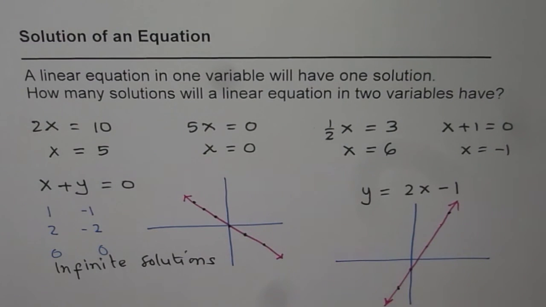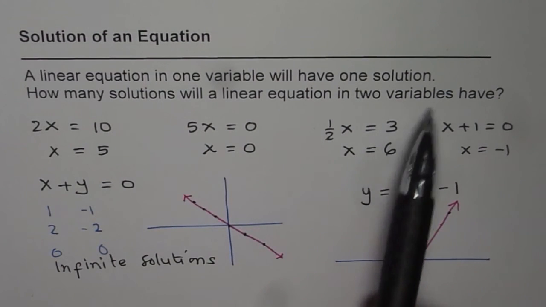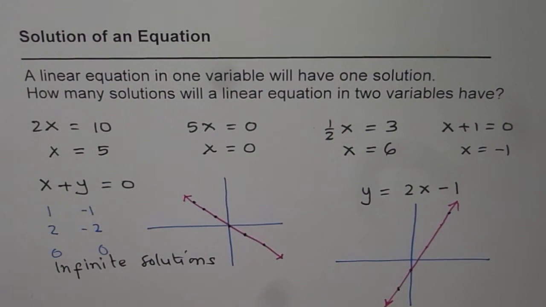These points can be written in the form of ordered pairs, where first we write the x value and then the y value. But the important thing to note here is that the number of solutions for a linear equation in two variables is how many? They are infinite. There are many, many, many solutions, not just one, which we saw when we were dealing with one variable.